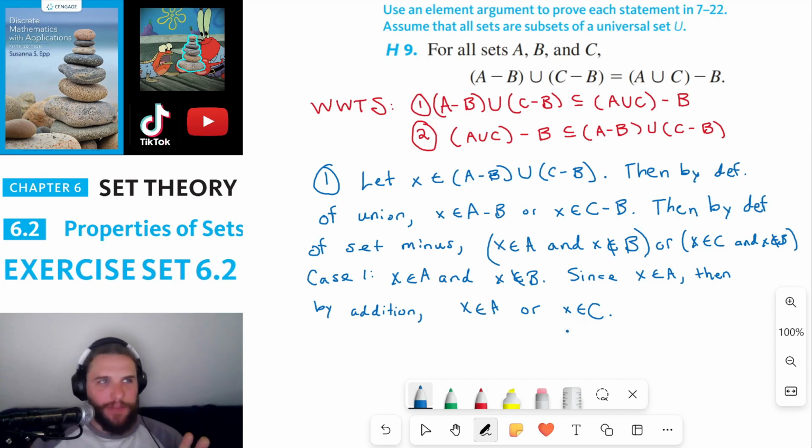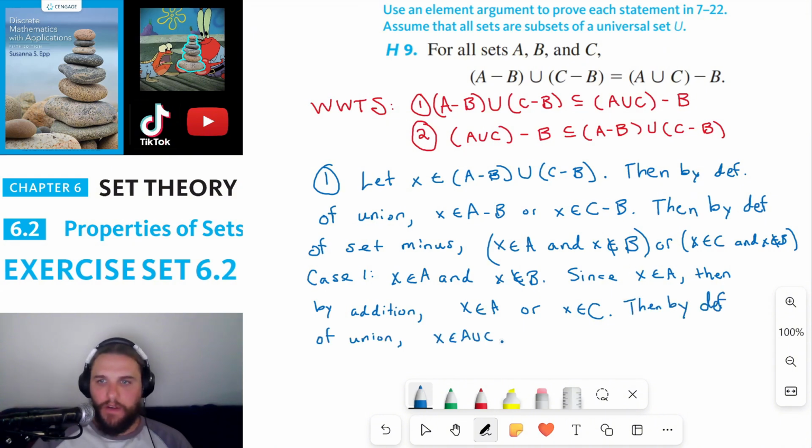Let's think why this might be true. If X is an element of A, then X is an element of A or X is an element of C must be true, because X is an element of A is true. But we need to state that X is an element of A or X is an element of C so that we can use the definition of union. Then by definition of union, X is an element of A union C.